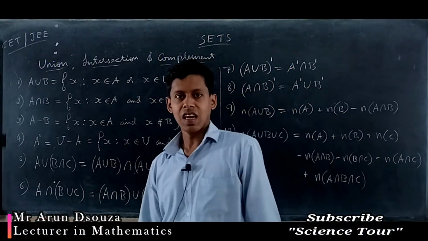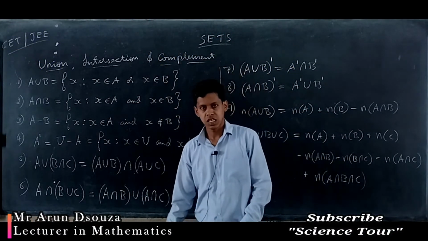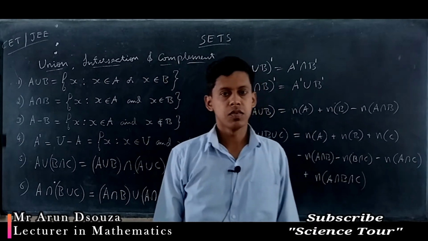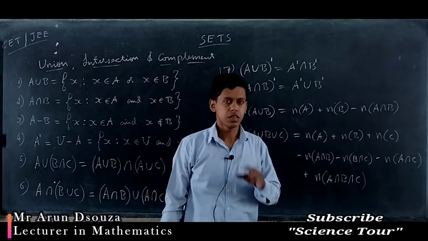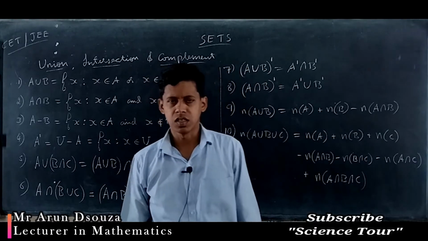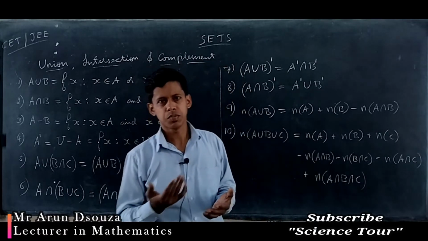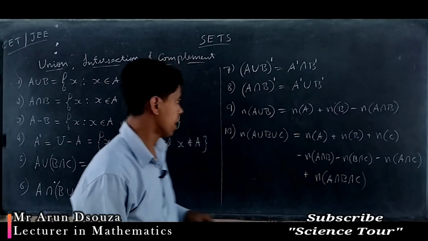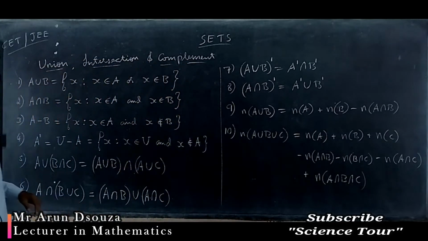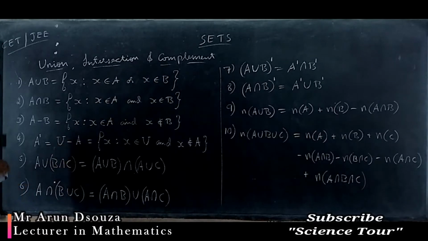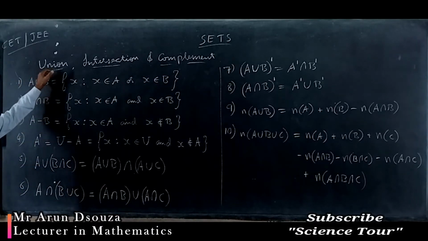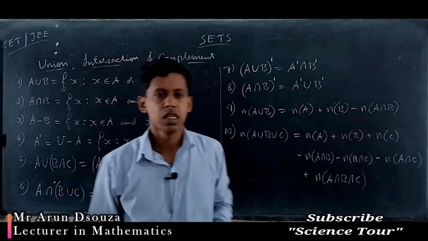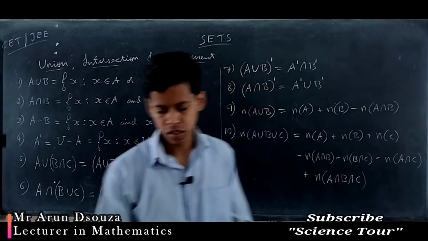Hello dear students and welcome to CET JEE classes of the chapter sets. Well, in the previous class we have discussed some basic concepts of set theory: what is a set, subset, power set, and we have solved some examples too. In today's class we will continue with this chapter and talk about the union, intersection and complement, and then we'll discuss some examples related to these concepts.